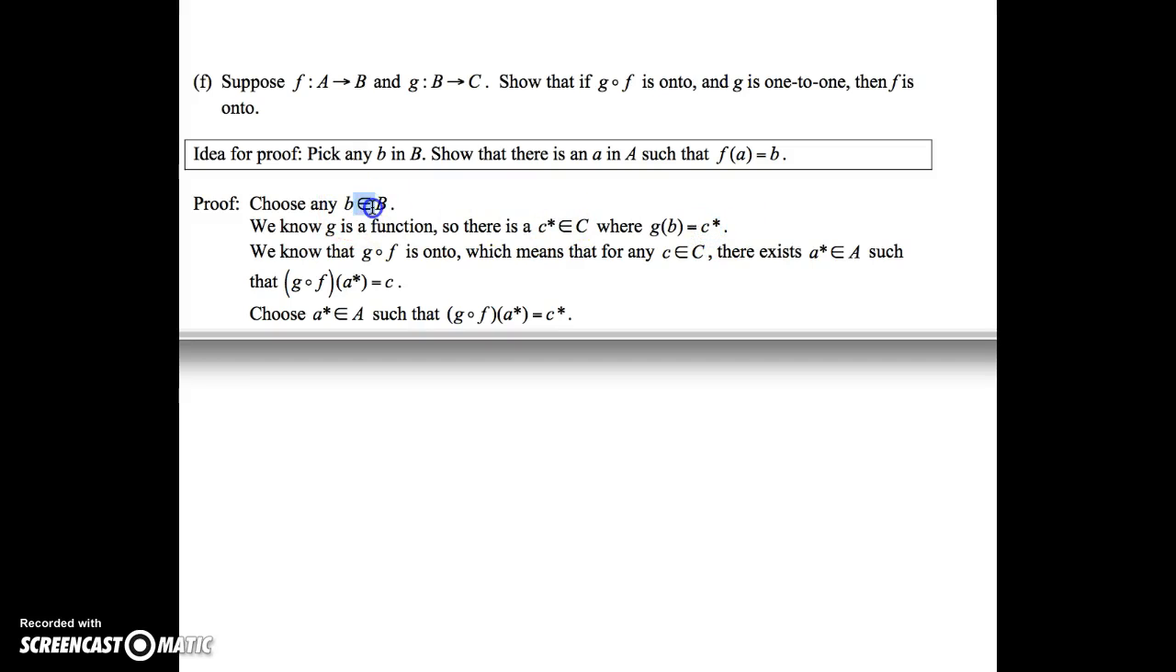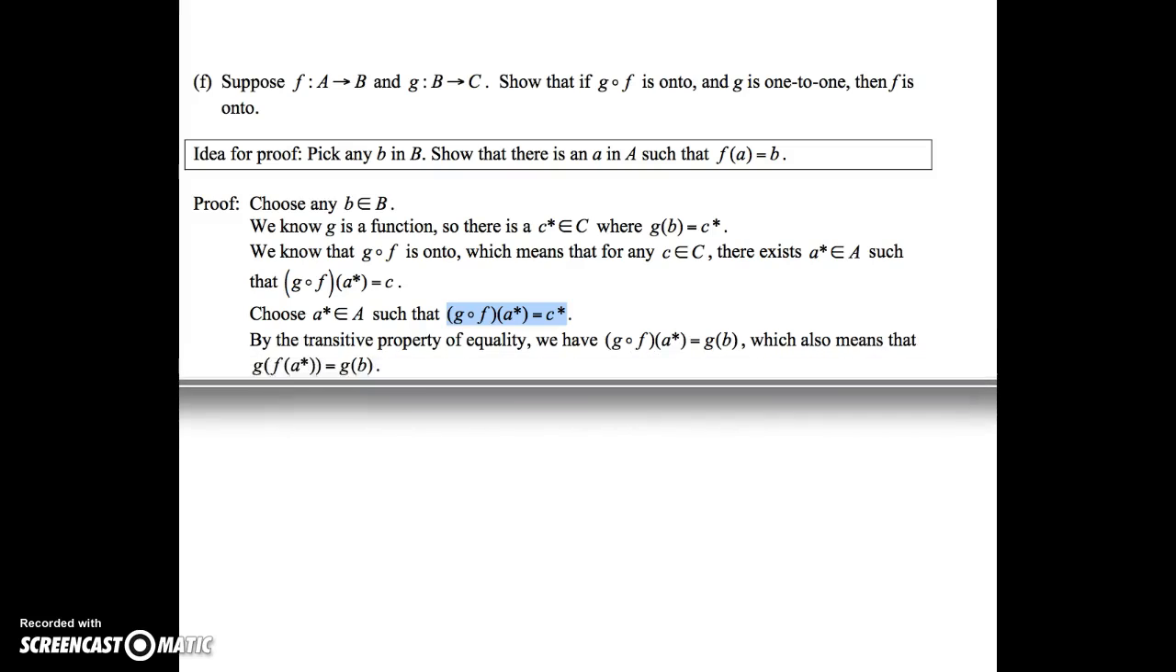So we picked a B in the codomain of F. It also happens to be the domain of G. So that means there's a specific C, I'll call it C star, in that codomain of G. And then C star, because G of F is onto, C star comes from a particular A star in A.